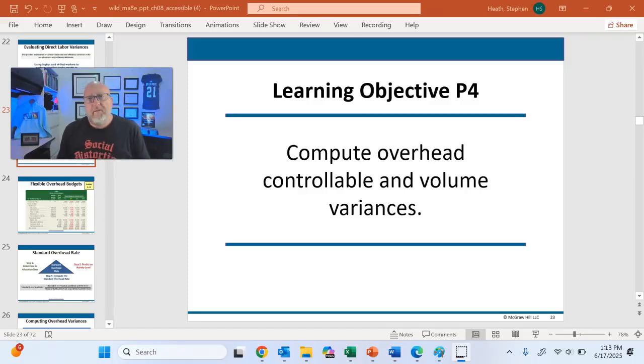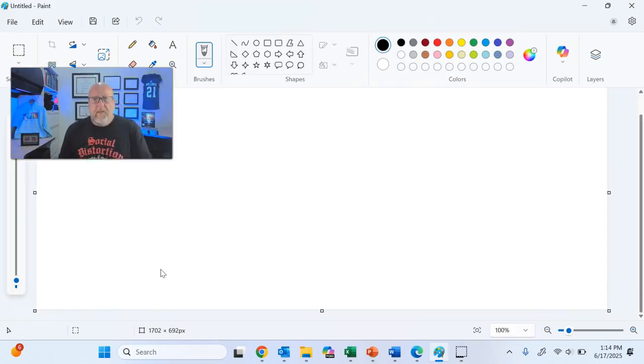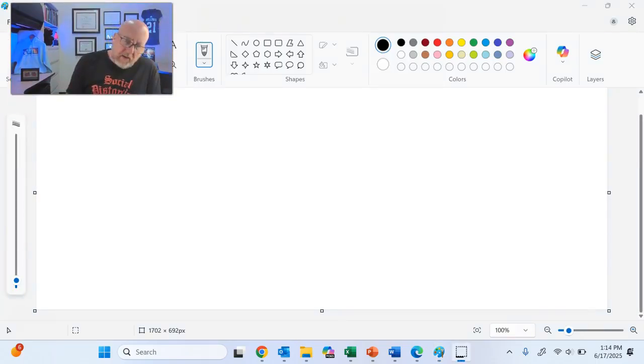Continuing on, compute overhead, controllable, and volume variances. So slightly different than material and labor, okay? Overhead has some different components, different formulas. What I'm going to do here is this is where we're at.